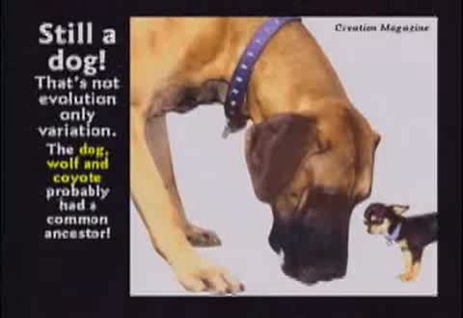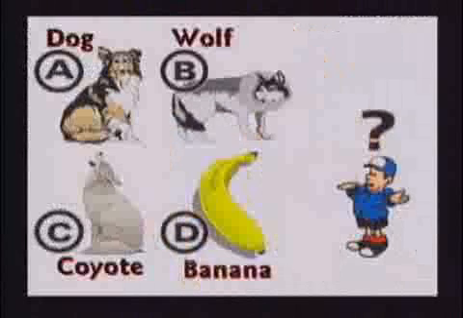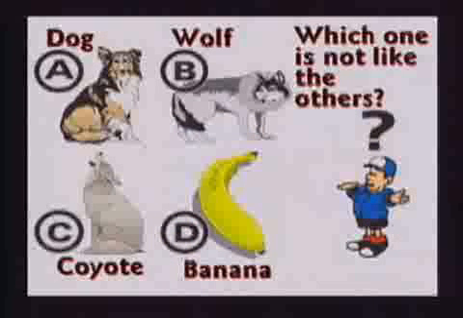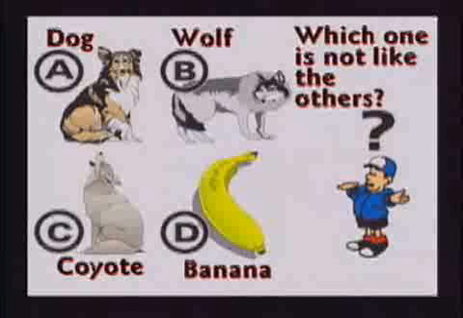But every 5-year-old kid knows they're the same kind of animal. We had one try out earlier in the seminar. We had a dog, a wolf, a coyote, and a banana. We asked the 5-year-old, which one is not like the others? He got it right away. The banana. See, the Bible says they bring forth after their kind.